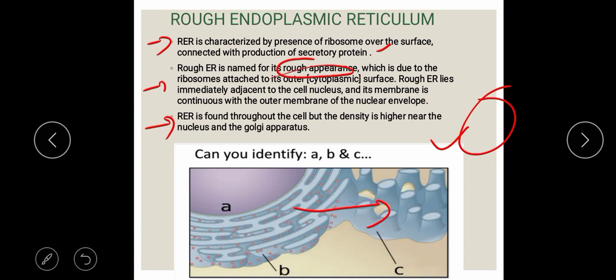In this diagram, can you identify these? So what is this? A is the nucleus. B, what is B? It is the rough endoplasmic reticulum, and C is the smooth endoplasmic reticulum.